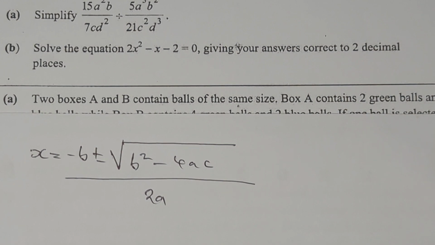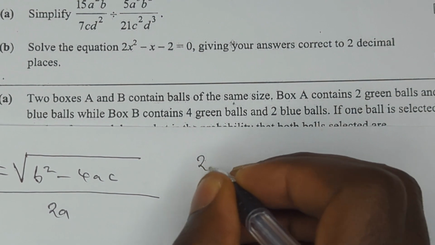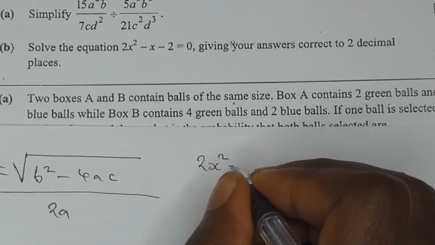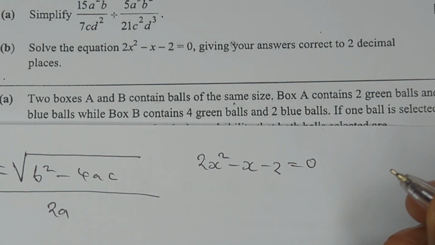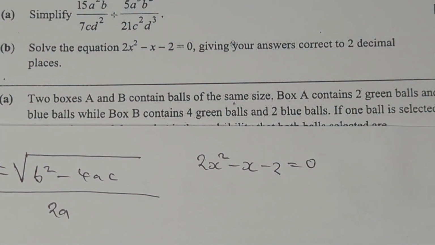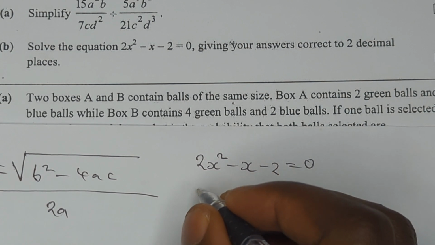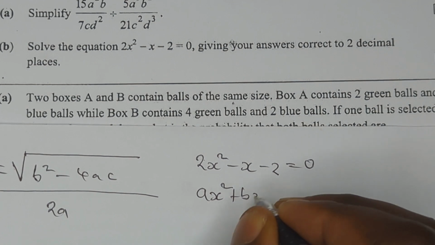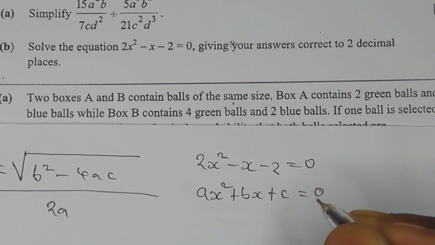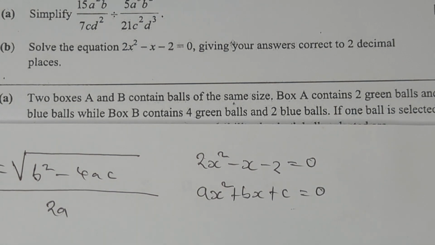Now the equation that has been given, we have 2x to the power 2 minus x minus 2 is equal to 0. So when solving quadratic equations using formula method, you need to check if your equation is in the standard form. The standard form is ax to the power 2 plus bx plus c is equal to 0. Now if we compare this to the given equation, it is just okay.